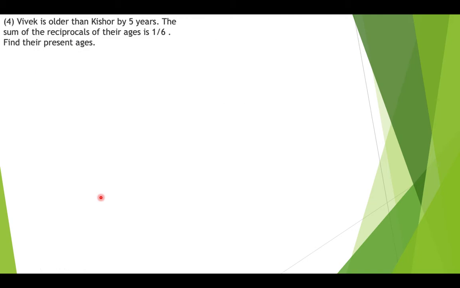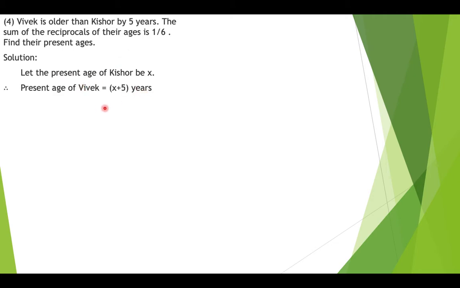Now let's go for the fourth question. Vivek is older than Kishore by 5 years. The sum of the reciprocal of their ages is 1 by 6. Find their present ages. So what we assume over here is that the present age of Kishore be x. So the age of Vivek will be obviously x plus 5 years.